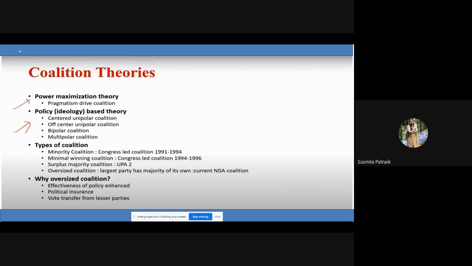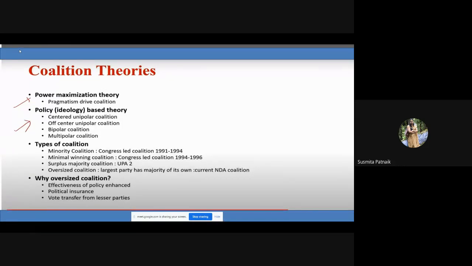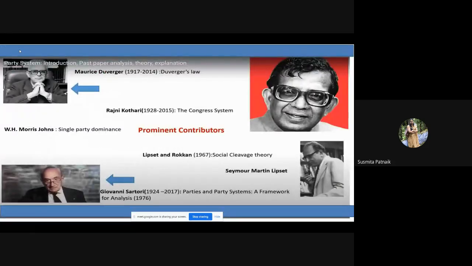So different ideologies are there, and they are adopted by different types of political parties. Okay, so these are the important contributors to the study of political parties: Rajni Kothari, Duverger, Maurice Duverger, Lipset. These political thinkers have given different types of political parties.